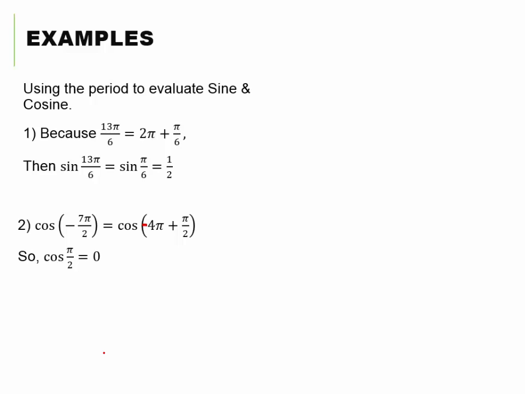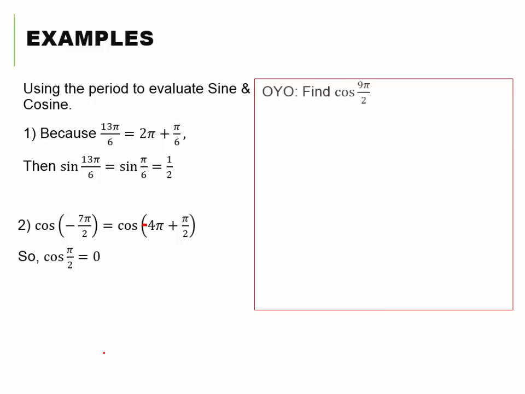I have that written down. Oh, wait a second. What's this? On your own, find cosine of 9 pi over 2 and sine of negative 7 pi over 3. Do it. Use your pencils and write things down on your paper about the period. Identify the period. If you can add or subtract it, you'll be good.